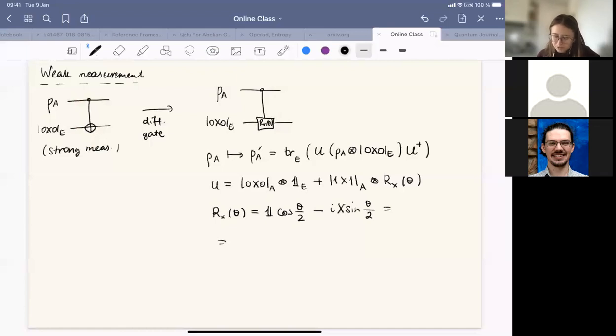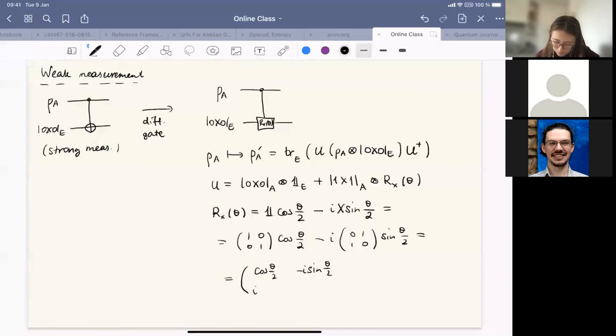Just to expand this for simplicity, we can write this in matrix notation. So instead of identity and X, we input their matrix counterparts. And we end up with cosine theta over 2, minus I sine theta over 2, minus I sine theta over 2, cosine theta over 2. Okay. And now I will explain how the exercise goes, but you'll have to carry out the calculations by yourselves.